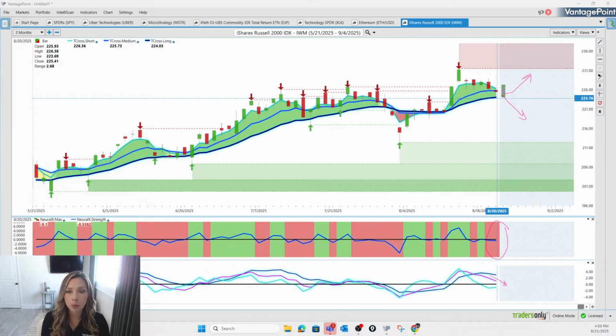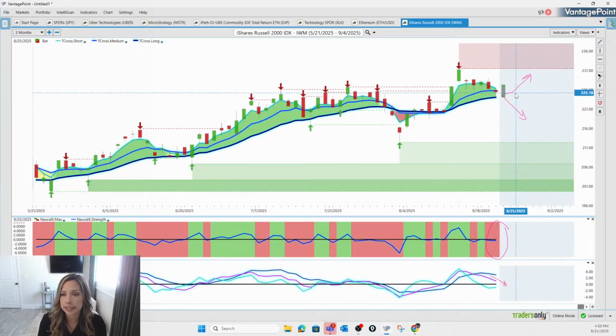So depending upon where IWM closed out today, let's take a look at that. In fact, I'll just pull that up. We can just look that up very quickly and see. So the Russell ended at 225.97. So 225.97 would put us right around here.